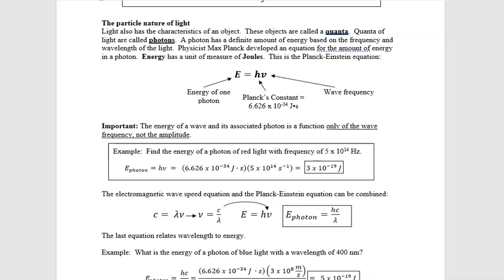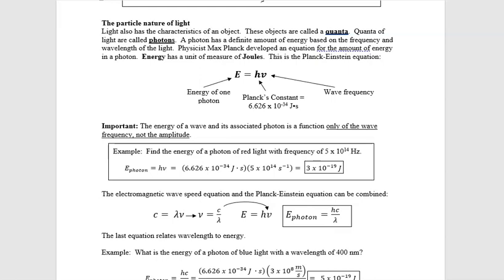And you can't treat it as both at the same time, a particle and a wave, but there are times when you want to talk about the particle nature of light, that it's like a little ball rather than a big long wave, and that it has a discrete amount of energy in each of those little balls. So let's go ahead and read this. Light also has characteristics of an object. These objects are called quanta. Quanta of light are called photons. You may have heard that term before. So that's a little package, or little ball, of light, or of any electromagnetic wave, but photons are specifically what's usually referred to with light.